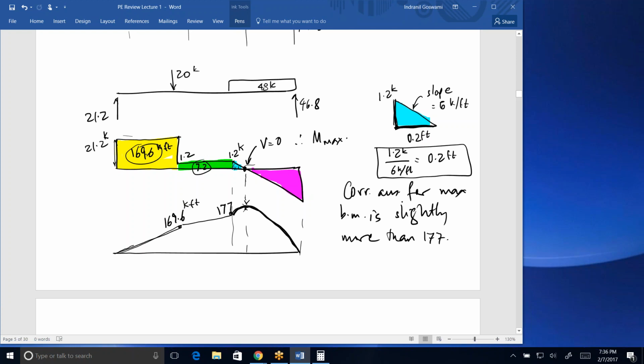So that area, the area of the blue portion, is half base times height. Base is 0.2 feet times 1.2 kips. So that will be 0.12 kip-foot. So that means if this is 177, this will be 177.1. Okay.